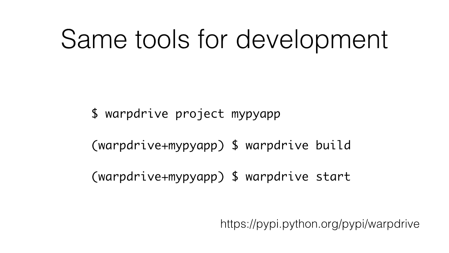Great for containers, but I can also go onto my Mac. I can go pip install warp drive. I can go warp drive project my app. It will create me a virtual environment. I can go warp drive build on my Mac, and it will install everything for me in that virtual environment. And I can go warp drive start there. So this tool is not just for containers. You can use it in your development on your own box as well. This means you get the same tools used for development as what you're going to use in production, ensuring that things are going to work properly when you move from development to production.